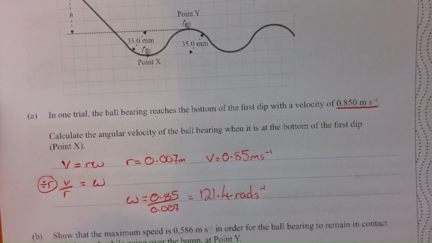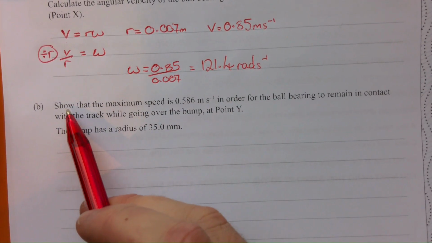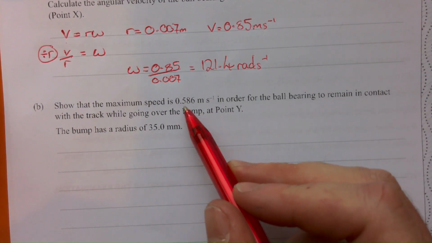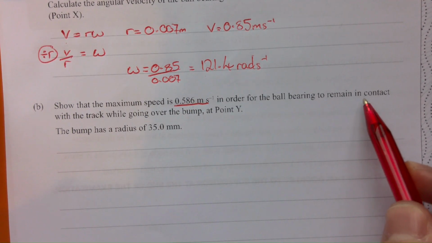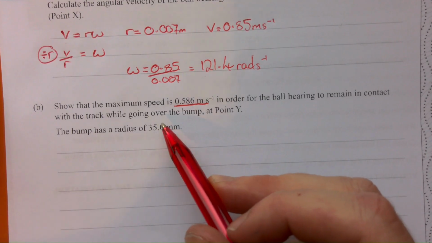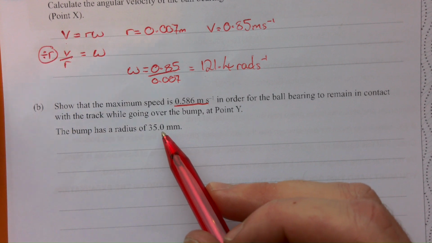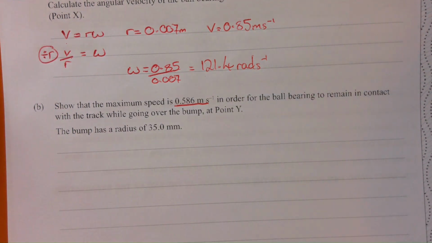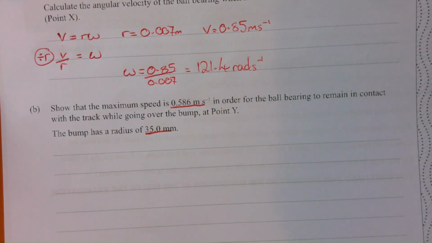Okay, but that's us. For part B, we are told to show that the maximum speed is 0.586 meters per second in order for the ball bearing to remain in contact with the track while going over the bump at point Y. The bump has a radius of 35 millimeters. Now, this is one of those questions where if we have something going over a bump or around a vertical loop, it's all to do with the normal reaction force.